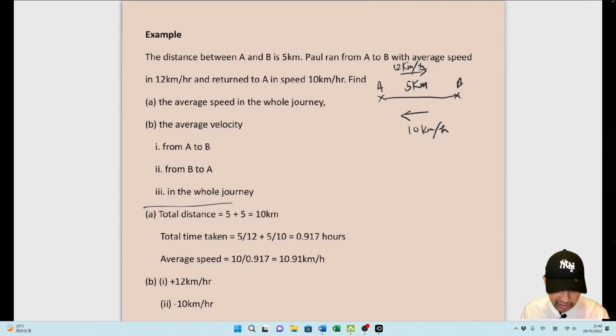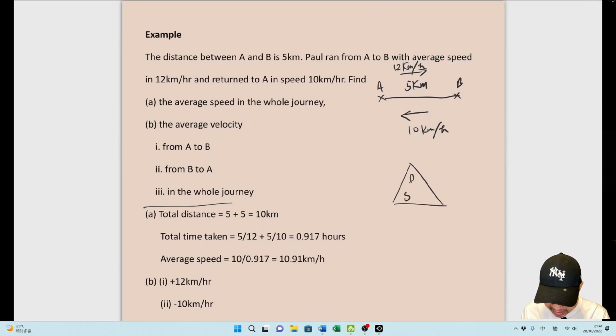To find the average speed, we need to put the distance on the top and, in the denominator, the time taken. Okay, the total distance: because we go back and forth 5 km, the total distance is just 10 km. Okay, the total time taken is 5 over 12. Now how come the 5 over 12?